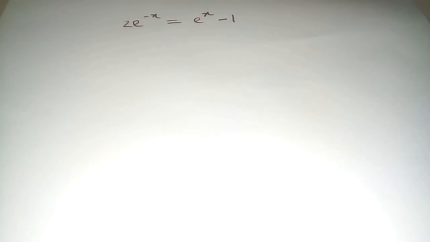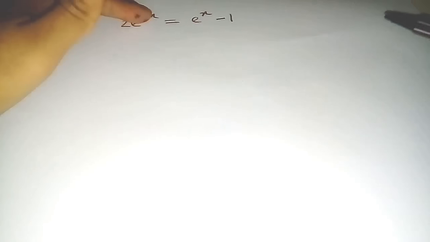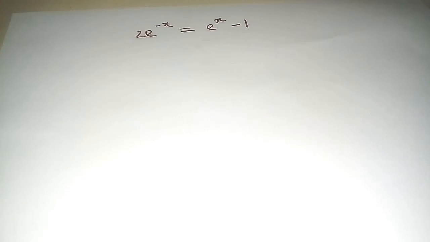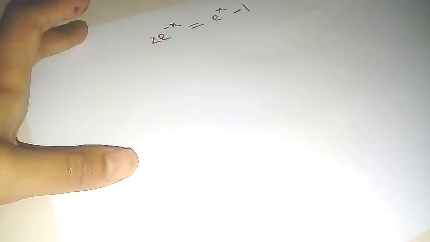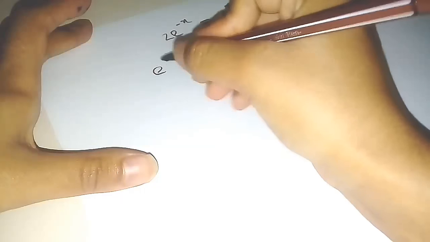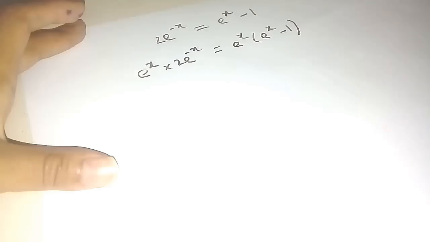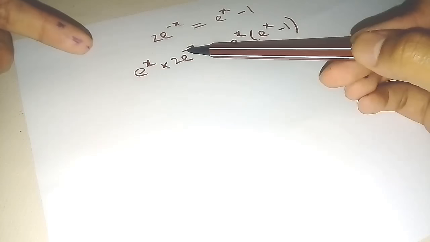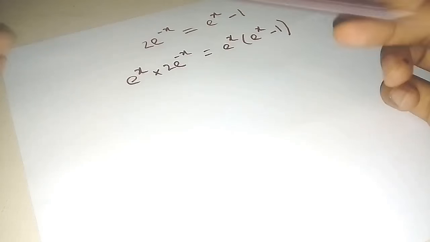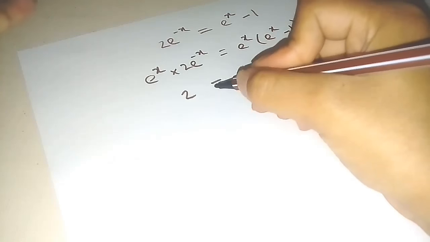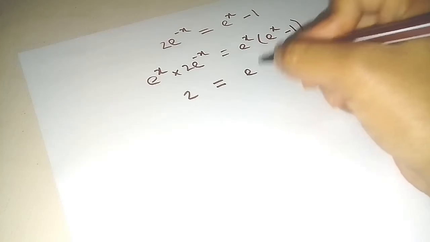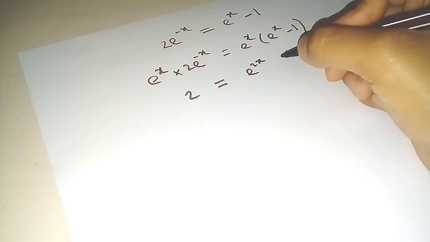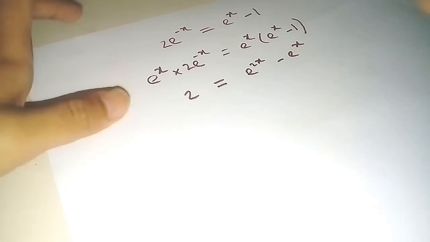Okay, so first thing you want to do is get rid of the minus power, because it's not nice. So what we're going to do is multiply both sides by e to the power of x. So minus x cancels off with e to the power of x, and you're left with just 2 on this side. And then you want to expand this, and so you end up with e to the power of 2x minus e to the power of x.